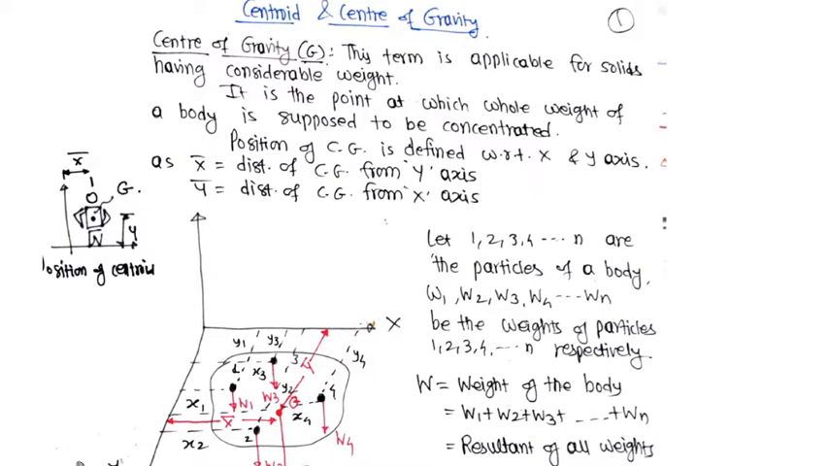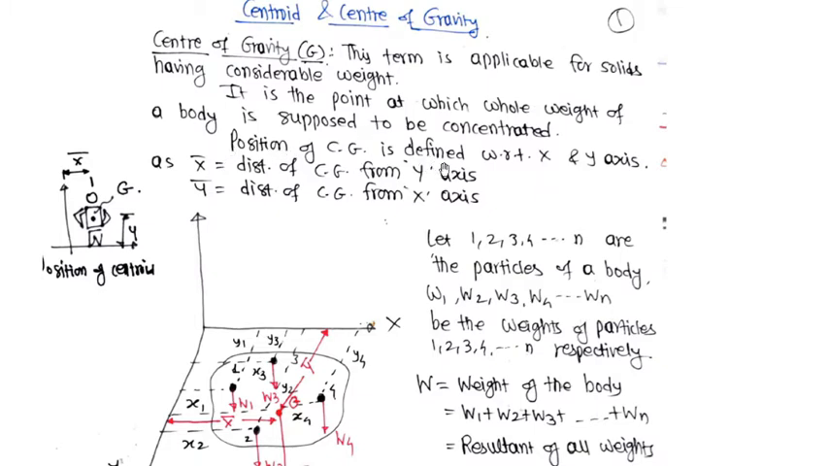and it is nothing but the point at which whole weight of a body is supposed to be concentrated, or alternatively it can be defined as a point through which whole weight of a body is acting. So, this point is called as center of gravity, point through which whole weight of a body acts.